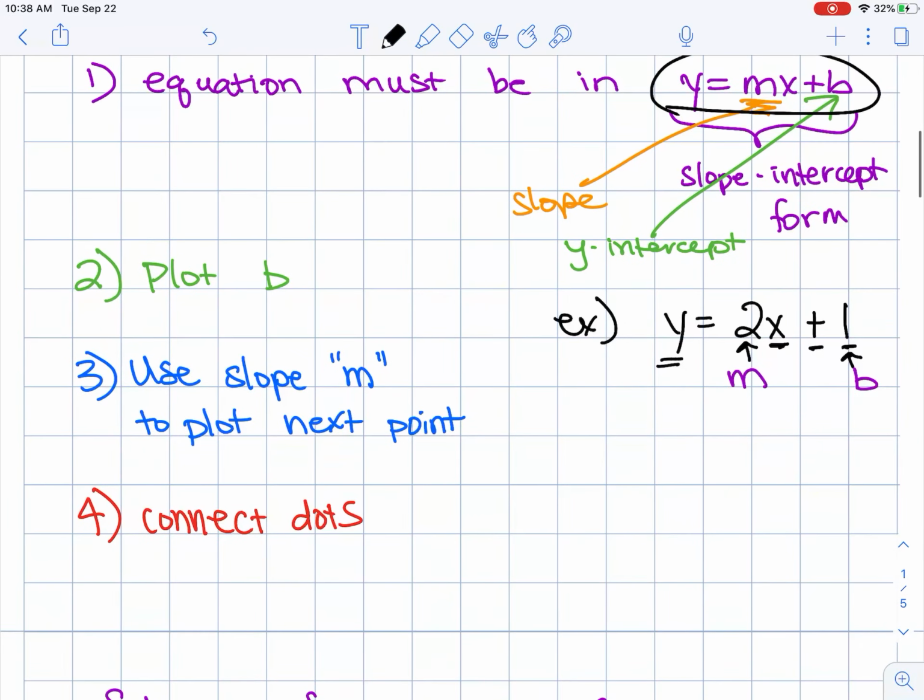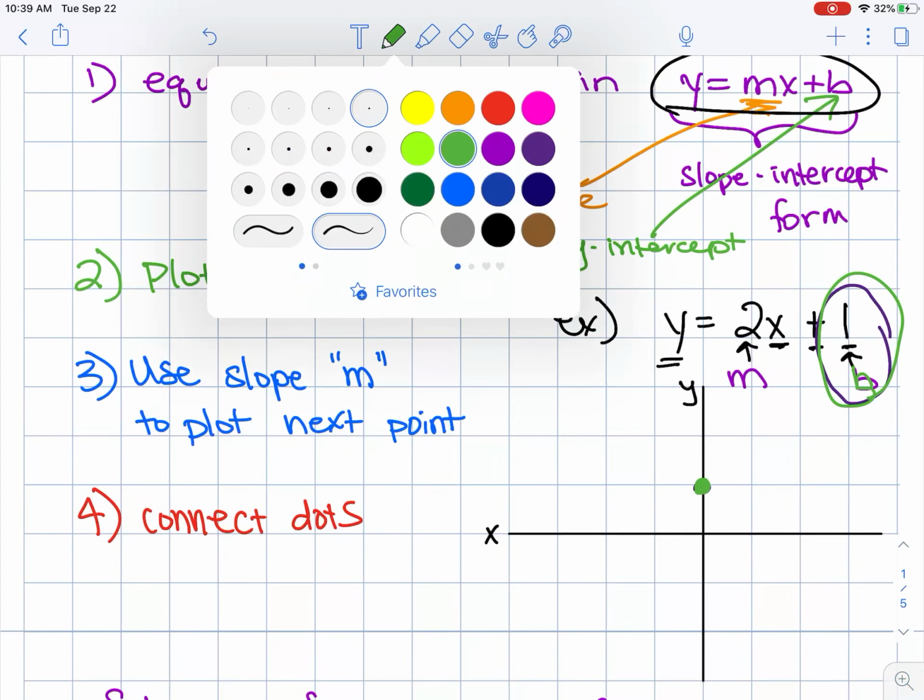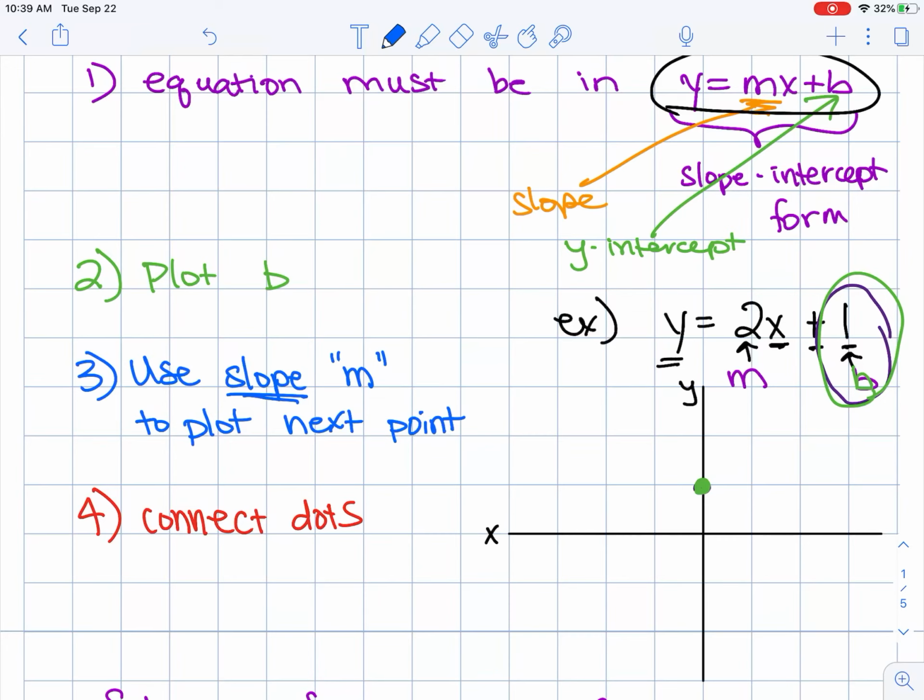Okay, so here's my axis. Okay, here's my x and y axis. And the first thing we're going to do is we're going to plot the value of b, which is the y-intercept. So it's always on the y-axis, and that's our value of 1. So it goes right there. So actually, I'm going to put that in green because that's our second point. Okay. And then we're going to use the slope to plot the next point.